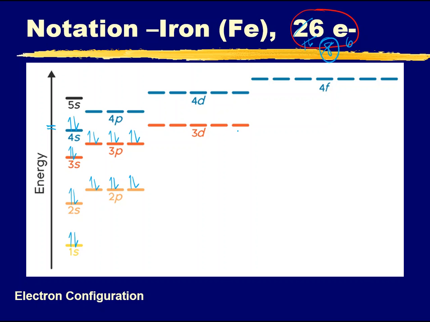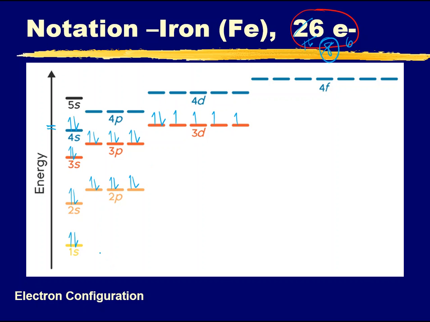So I'm filling my 3d using Hund's rule. I put 1 in each box first with the 6, so that's 5 of my 6, and then the 1 pairs up right there. So this is the orbital diagram for iron, or this is an orbital diagram for iron.